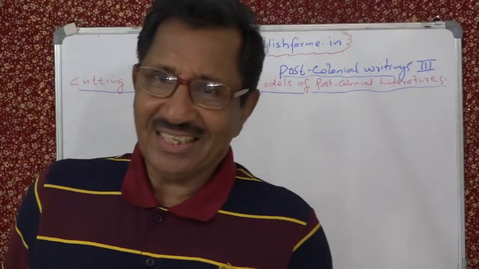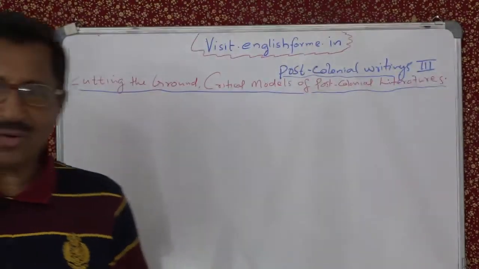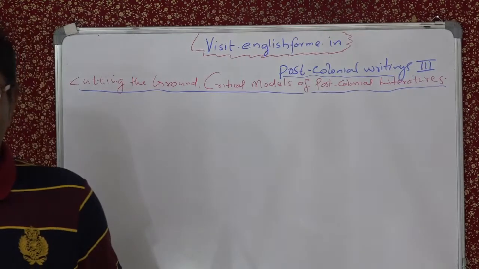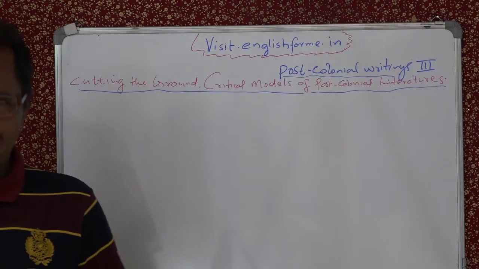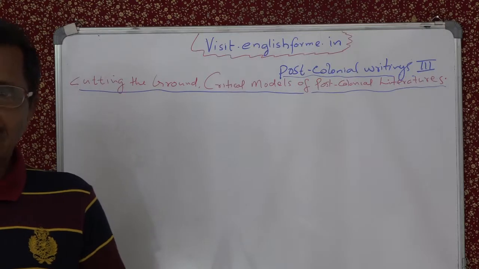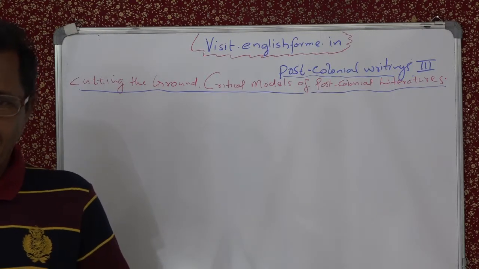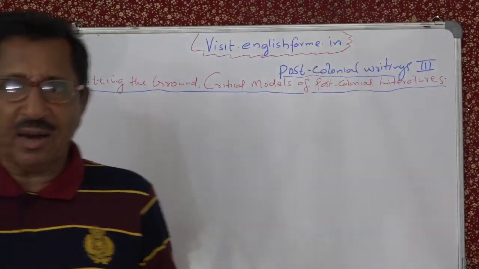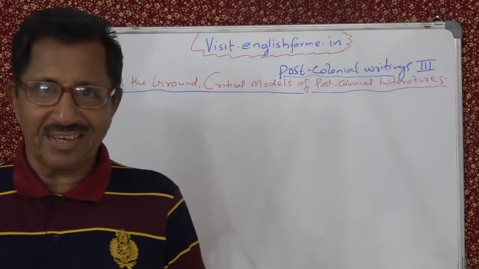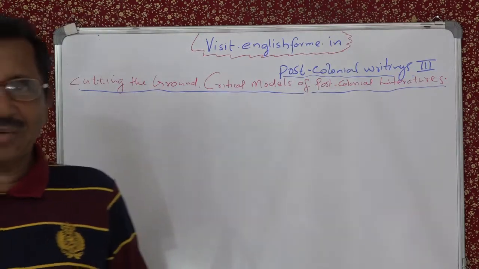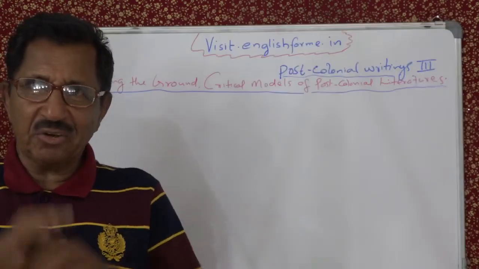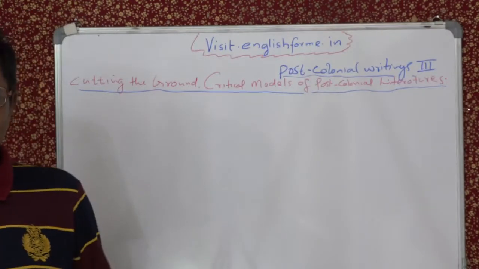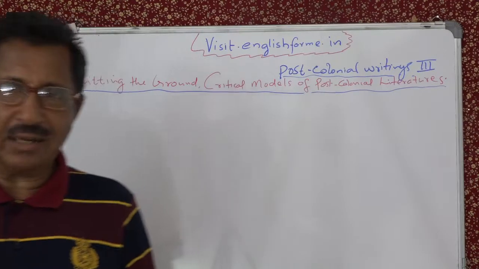Hello friends. So we have been doing post-colonial writings, and we saw what the special qualities of post-colonial writings are. In the second lecture we saw the different models for how to approach this. It is a monolith, an amorphous grouping, isn't it? So how are we going to approach this? Like a huge cake, you have to cut it into pieces. So we have seen that there are four critical models.